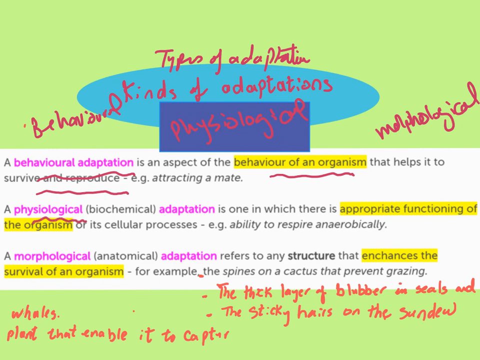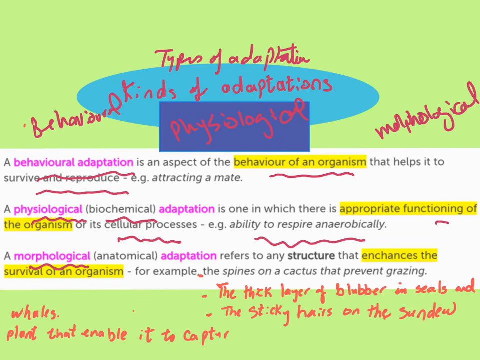Physiological adaptation is related to function. Sometimes we call it biochemical adaptation, which is mainly how the organism is functioning well to perform its role or its niche in its environment. It might be explained on the cellular level or on the organ level, like the ability of the organism to respire anaerobically if oxygen is not sufficient, like the case of anaerobic respiration in yeast.